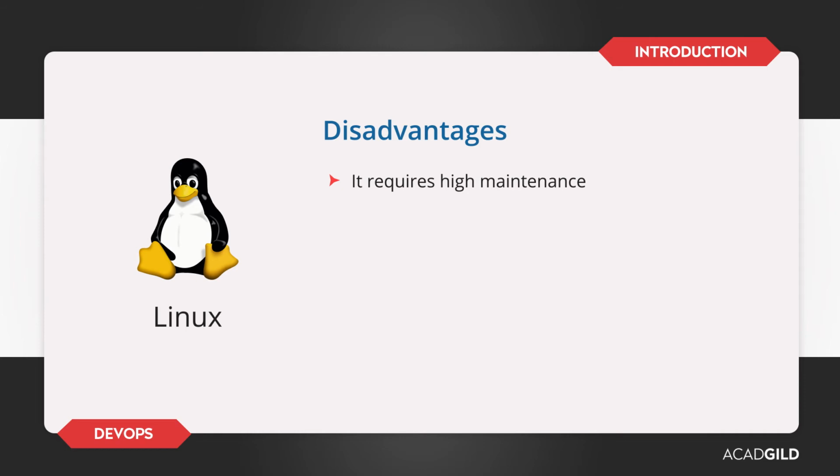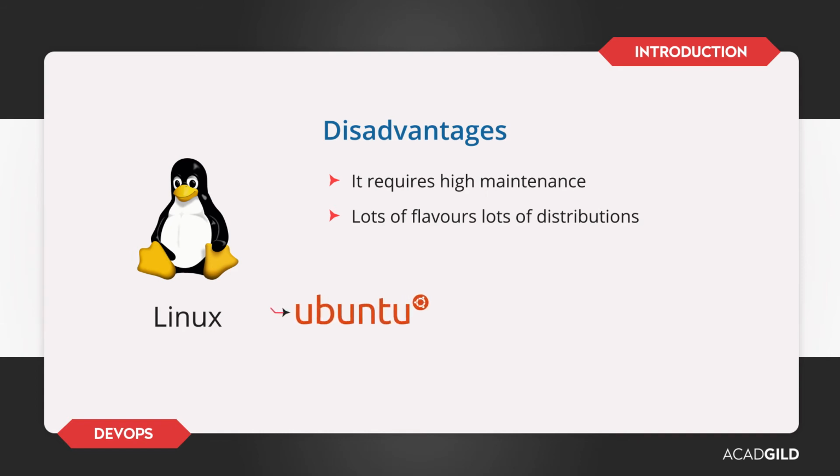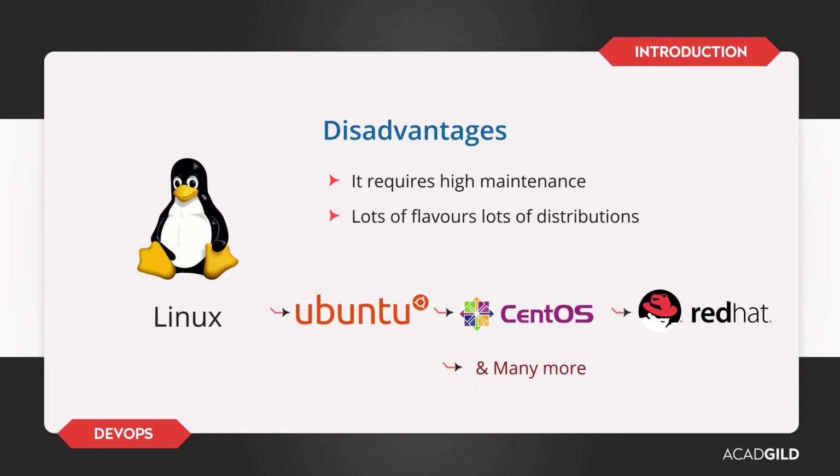Thus, a high maintenance may be a discouraging point, but not a showstopper point. Another point is that there are a lot of flavors and a lot of distributions, which are in short referred to as distros. You might have heard of Ubuntu, CentOS, Red Hat, right? Hundreds of several other Linux flavors are available. So which one to choose? You cannot go wrong with any of them, however, you have to make a choice.